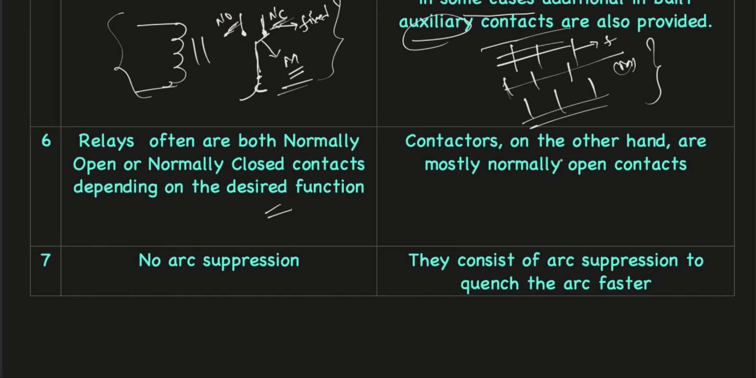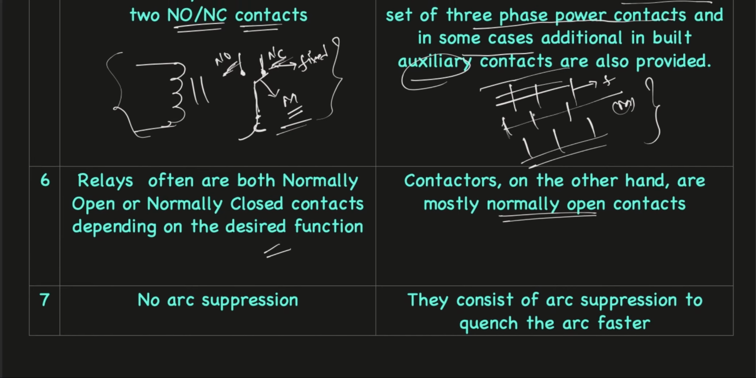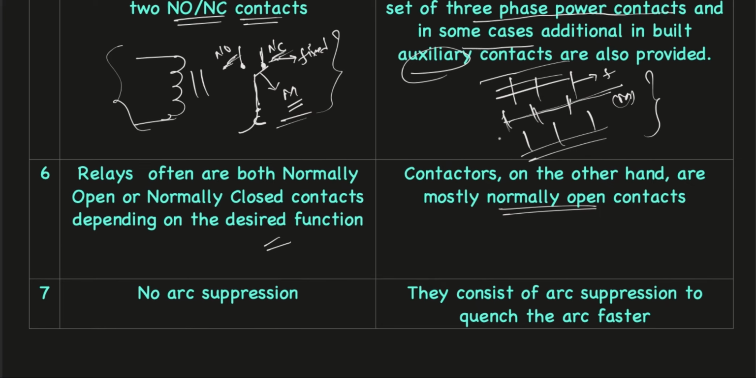But in a contactor, mostly normally open contacts are only provided. I'm talking about the power contacts. See, these three power contacts are always normally open in de-energized condition. Whenever you give power, that is, whenever the coil gets activated, these normally open contacts change to normally closed. So basically, in a de-energized condition, a contactor's main contacts are always normally open.